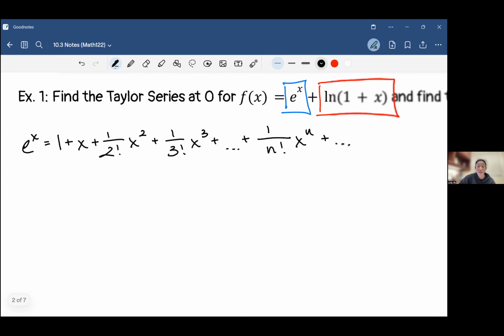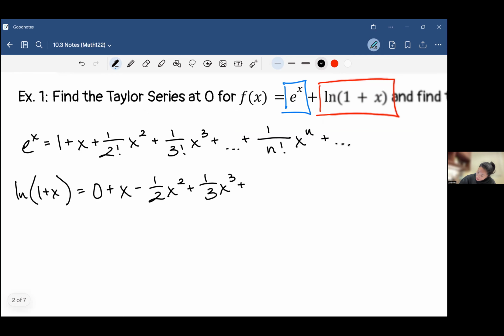Now, let's take a look at our natural log of 1 plus x. Same thing, if we turn back to the other page, we'll see that this is actually 0 plus x minus 1/2 x squared plus 1/3 x cubed. Well, the next one would be minus. We keep going and we get to negative 1 to the n minus 1 over n x to the n plus a bunch more terms, okay?